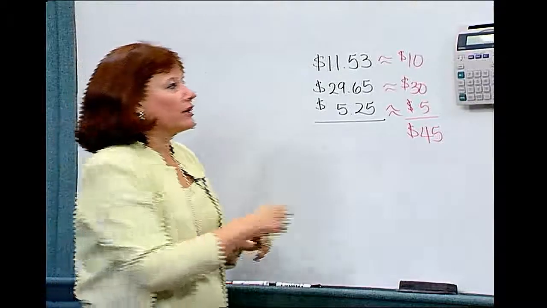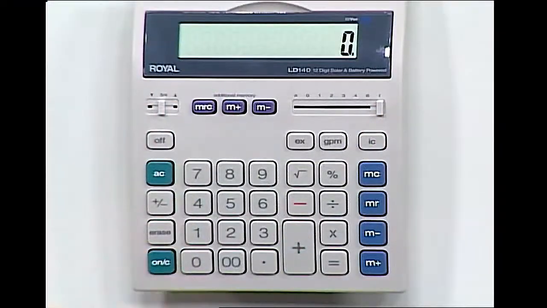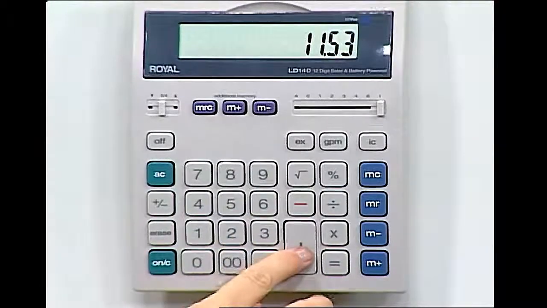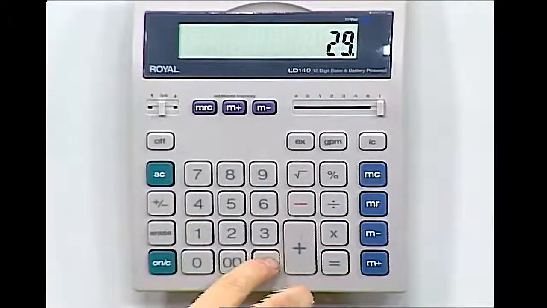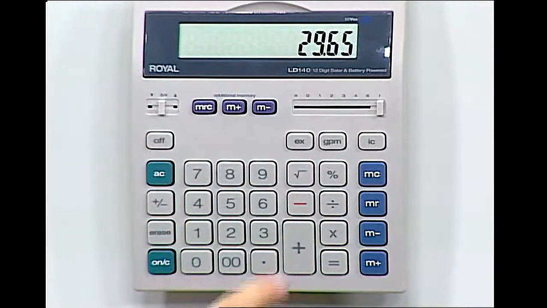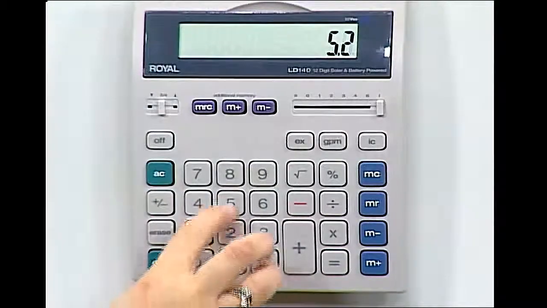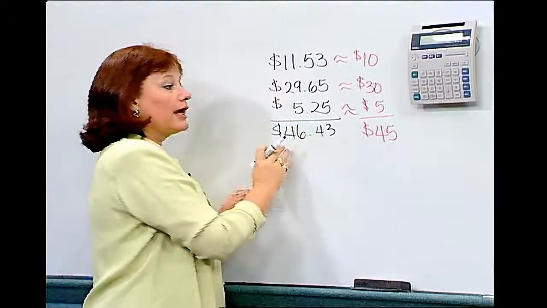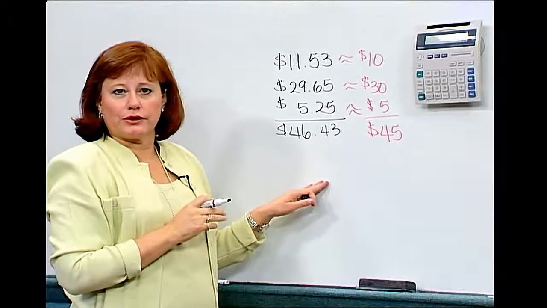When we come to the calculator then, and we turn our calculator on, we'll enter the exact amounts. $11.53 plus $29.65 plus $5.25. The answer we get on the calculator is $46.43, in a range that we find sensible.